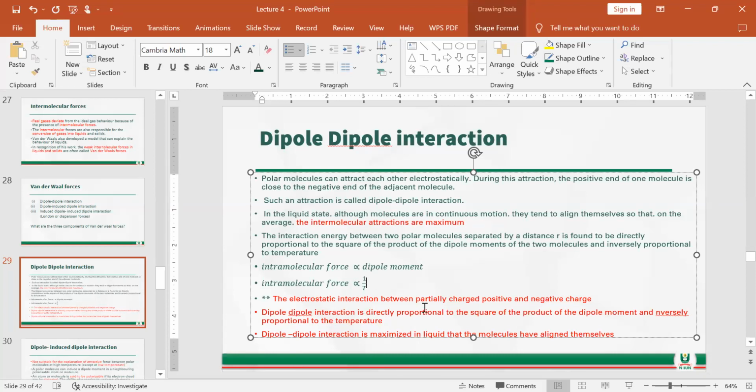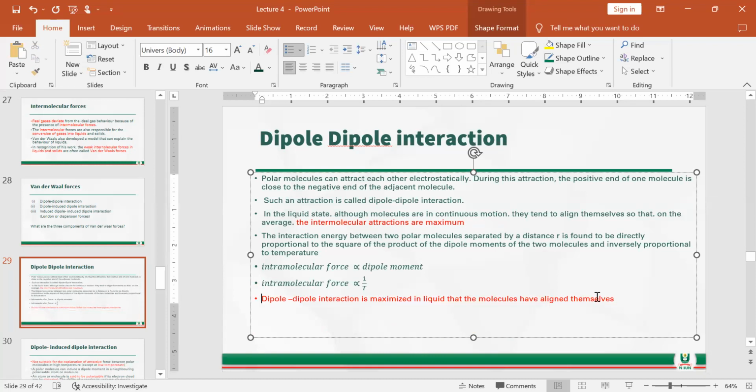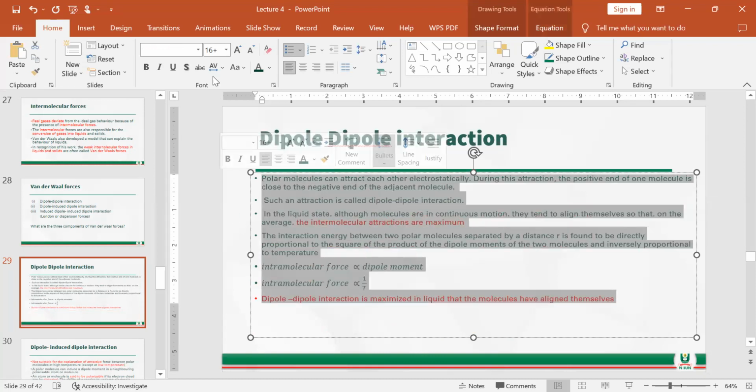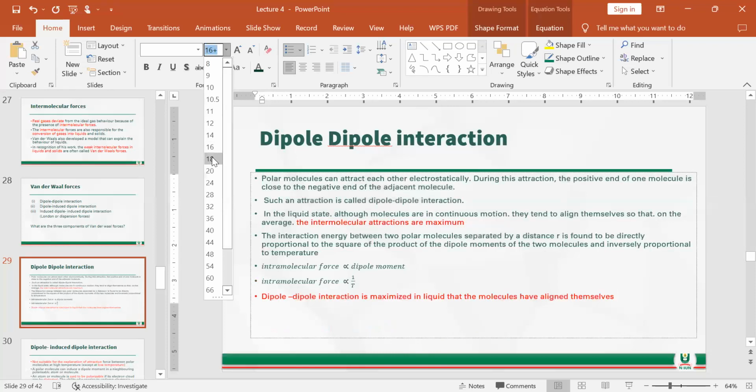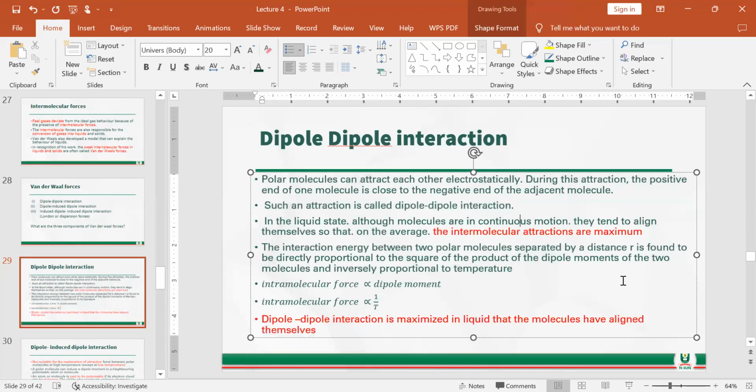So the electrostatic interaction between partially charged positive and negative ends is called dipole-dipole interaction. It is directly proportional to the square of the product of the dipole moments and inversely proportional to the temperature. Dipole interaction is maximized in liquids, where the molecules have aligned themselves. Once the molecules can align themselves more, the interaction is maximized. Let me increase this font so that you can have a better view. So that's the dipole-dipole interaction.